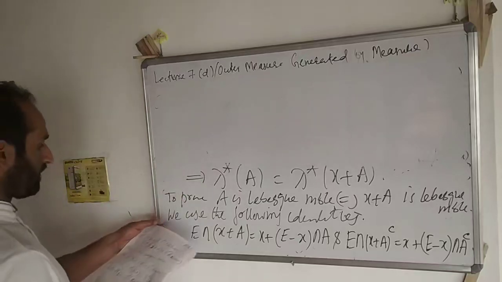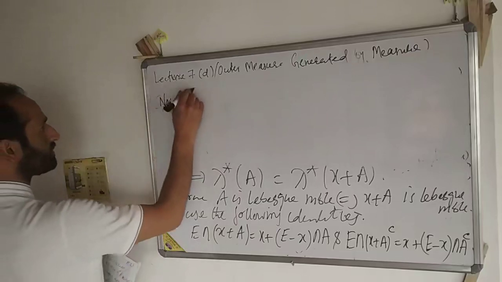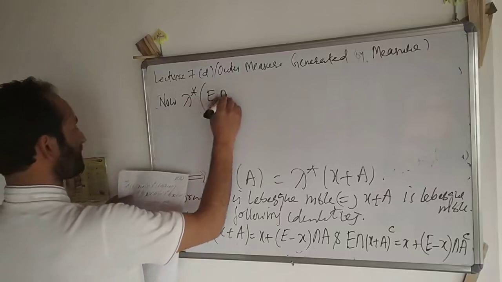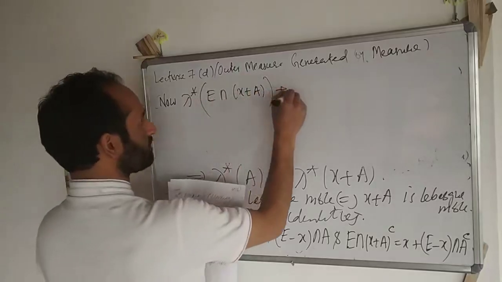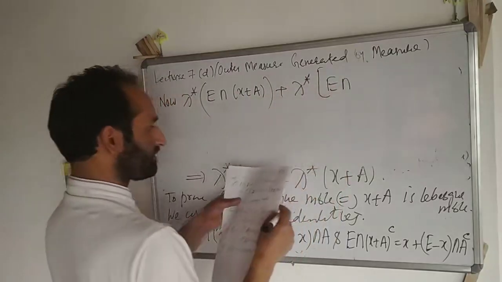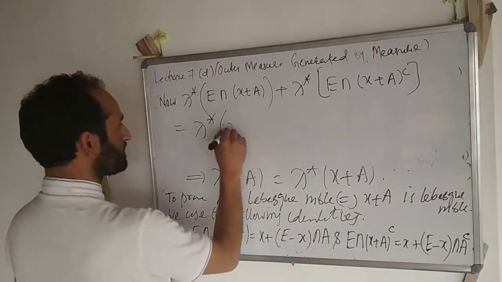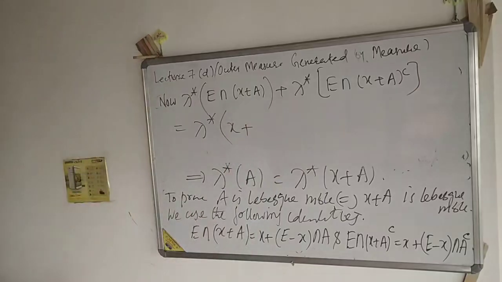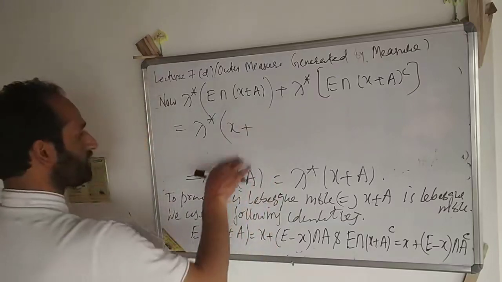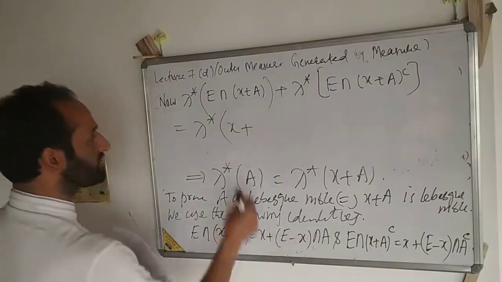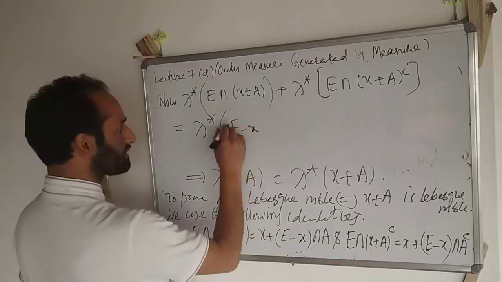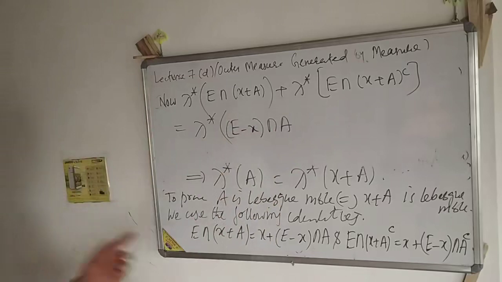Now you can see that lambda star of E intersection x plus A plus lambda star of E intersection x plus A complement is equal to lambda star of x plus, E minus x, intersection A. But the Lebesgue measure of x plus, E minus x, intersection A is the same as that of E minus x intersection A, by the result that Lebesgue measure is translation invariant.